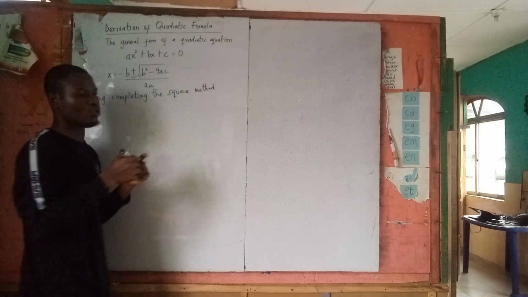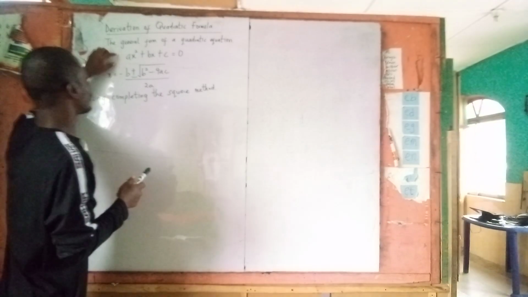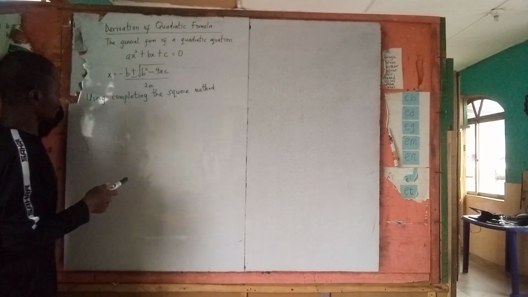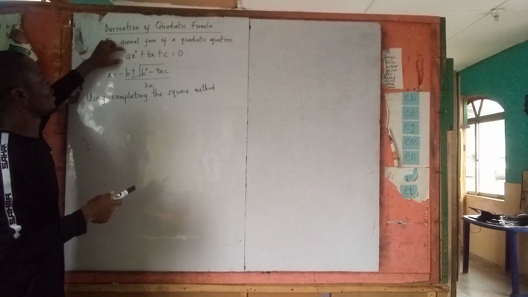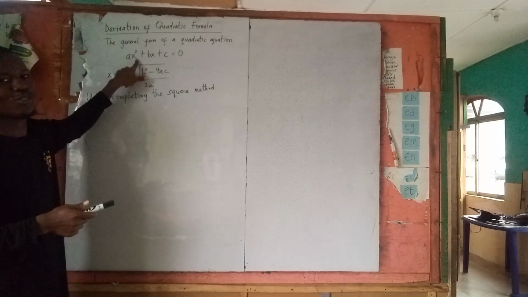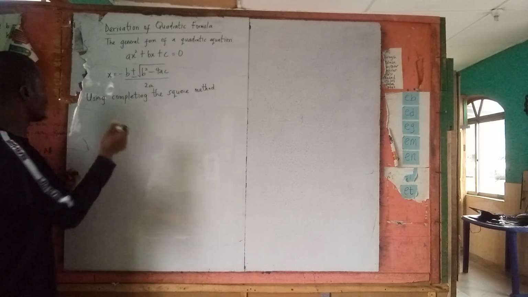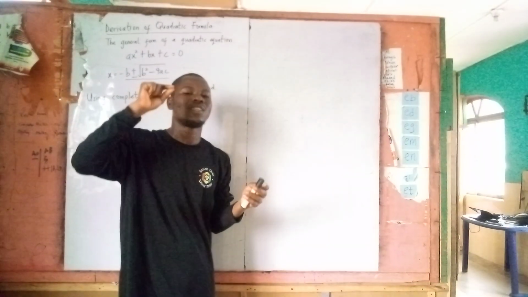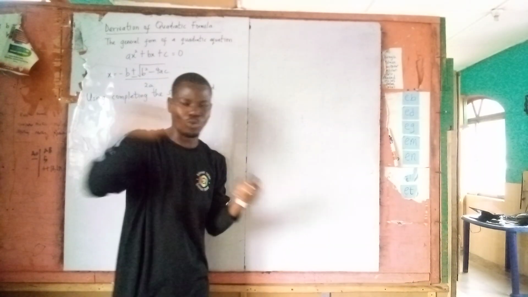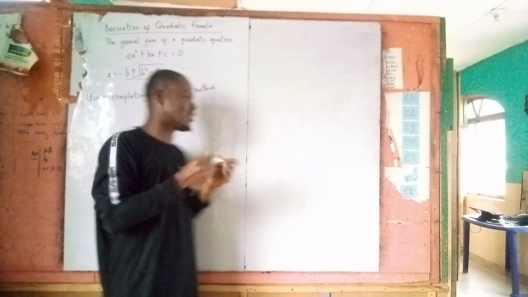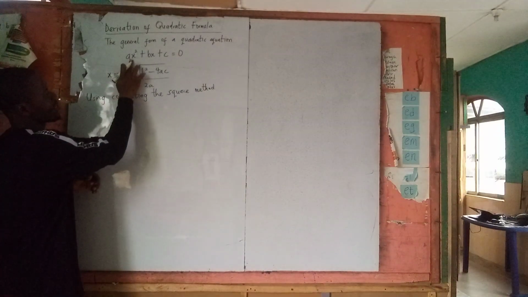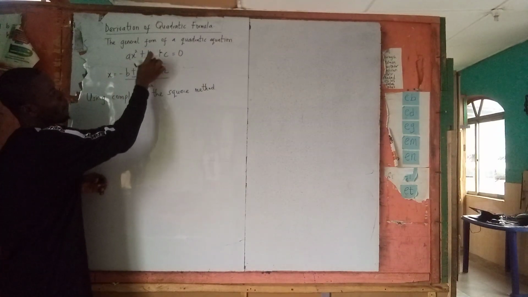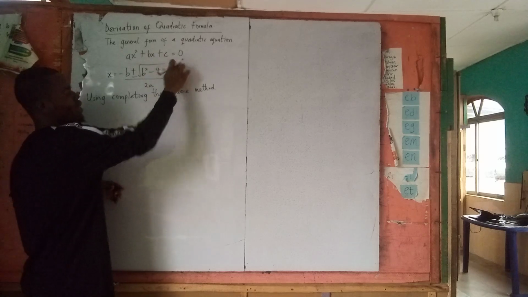For the completing the square method, what is the first thing I'm going to do? I'm going to get the coefficient of x squared. If the coefficient of x squared is greater than 1, you divide through by that coefficient. That is, you divide the coefficient of x squared, bx, c and 0.